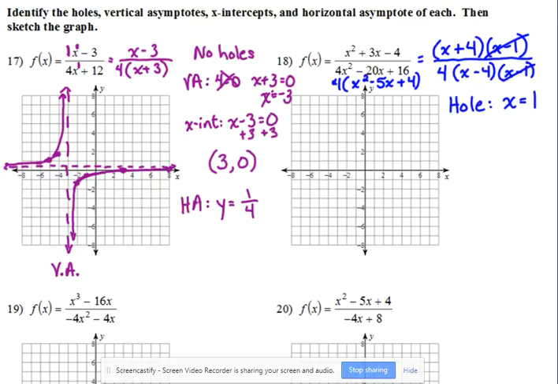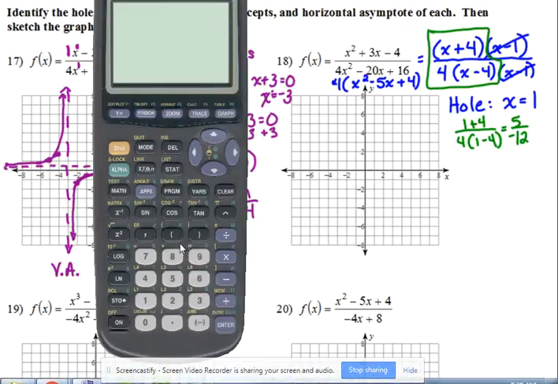So I'm going to show you how to do it algebraically, and then I'm going to show you how to confirm it on your calculator. So what we're going to do is plug 1 into the simplified version. So this is what we are left with after we cancel: x plus 4 over 4 times x minus 4. We're going to plug it in for x there. So I've got 1 plus 4 over 4 times 1 minus 4. So we've got 5 over 4 times negative 3, so negative 12. 1 is the x. The y is 5 over negative 12, which I don't know what that is as a decimal.